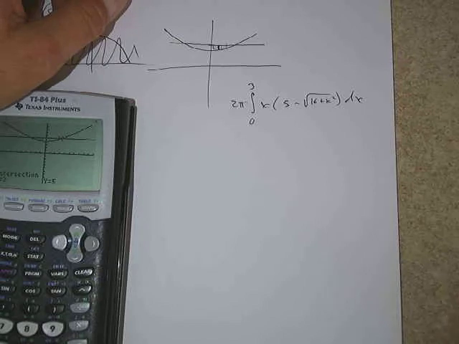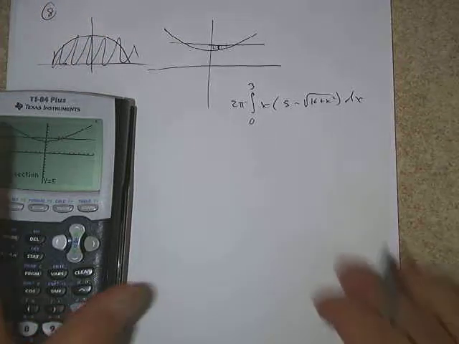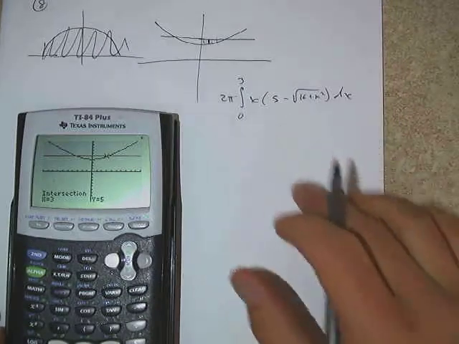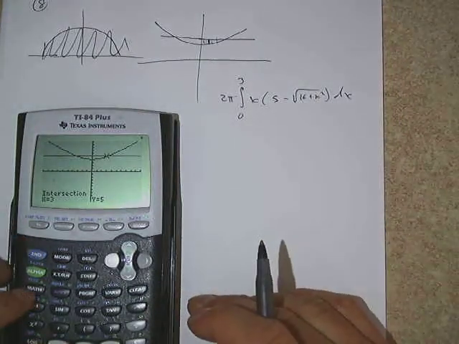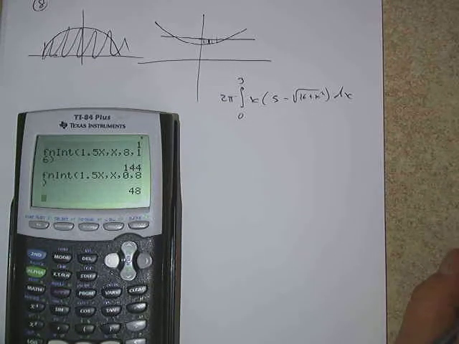And so if we set up our shells, we're going to go from 0 to something, with 2 pi out here. The distance between the shell and the revolving line in this case is just x. The height of the shell is going to be 5 minus the square root of 16 plus x squared, dx. So that would be our integrand, top minus bottom, to get the height of that shell that I have drawn. And the other issue is, what about this right here?